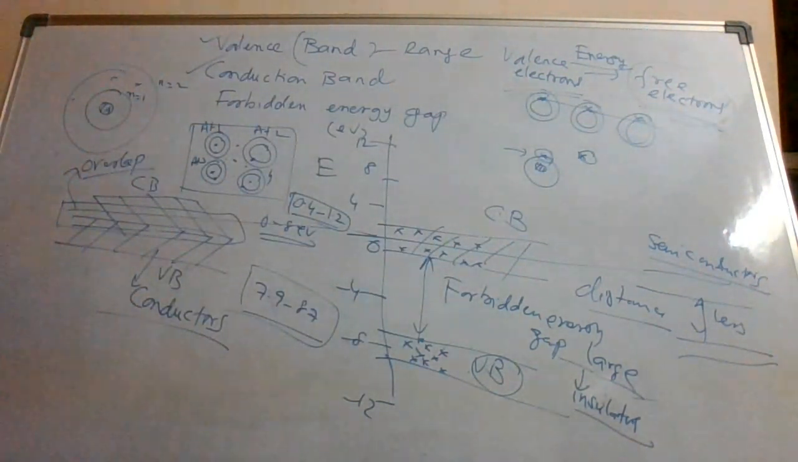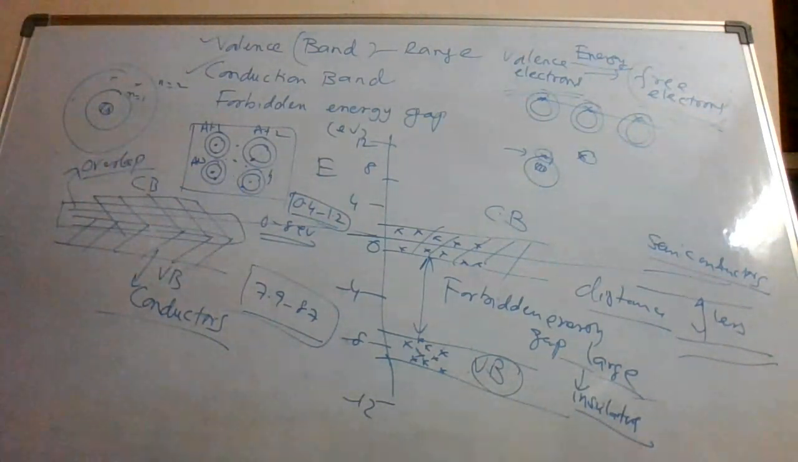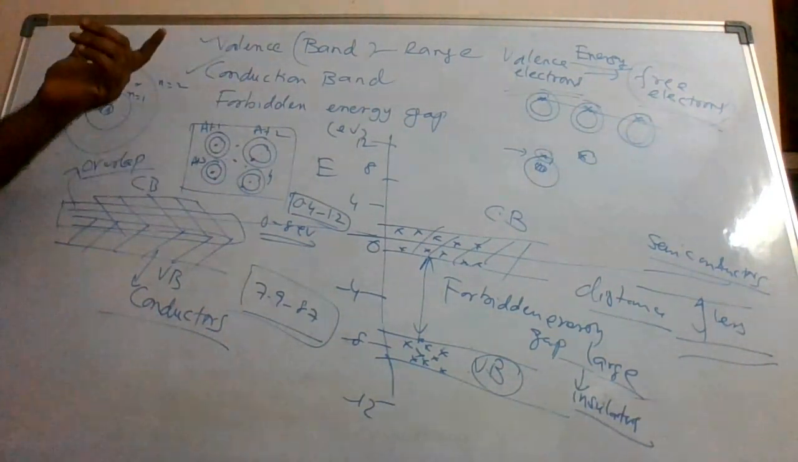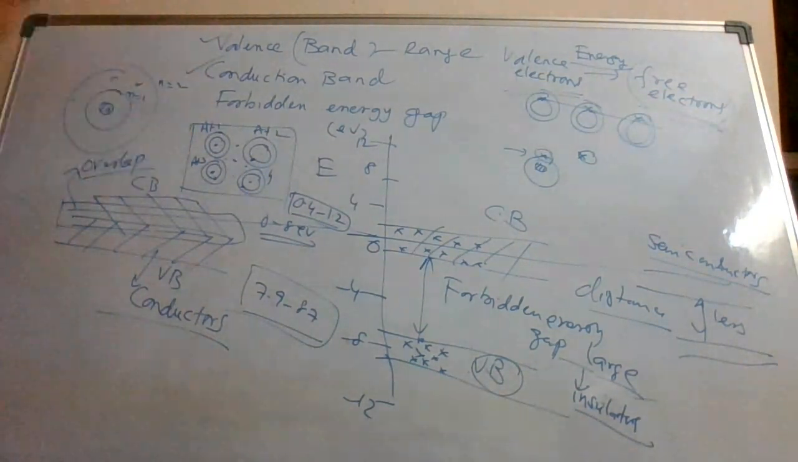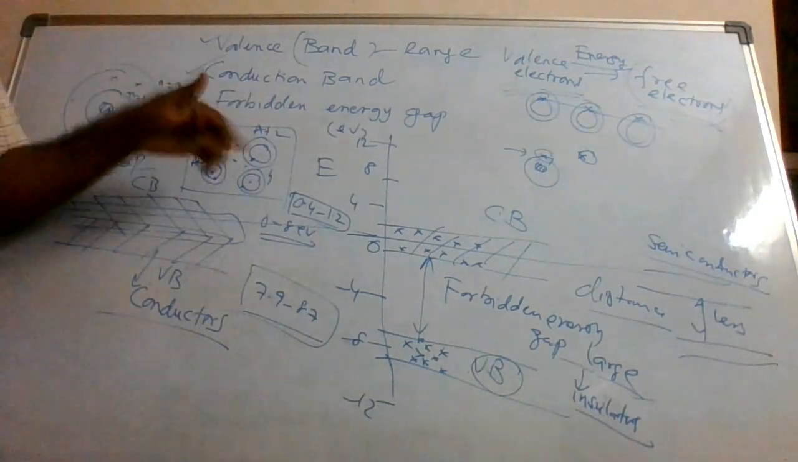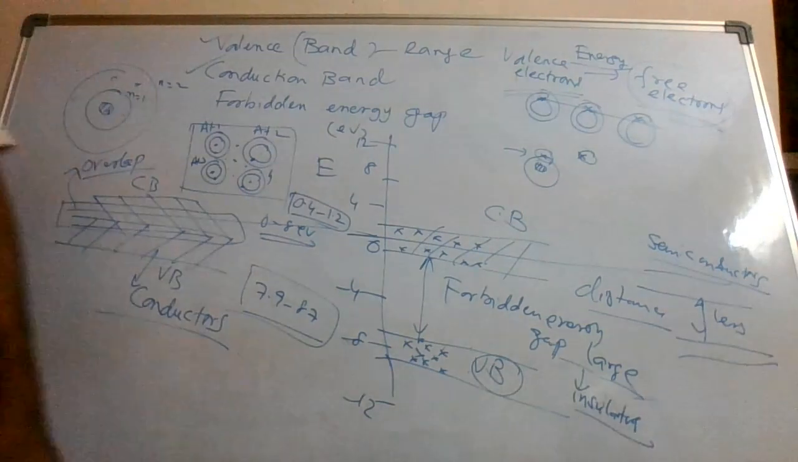In the case of silicon, as I told you, in the outermost shell you have 4 electrons. When you provide energy, those 4 electrons will move freely. Unless you provide that energy, they won't move. When you provide energy, they will move and they will conduct. So that's why it's a semiconductor.